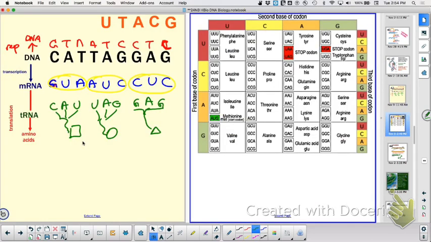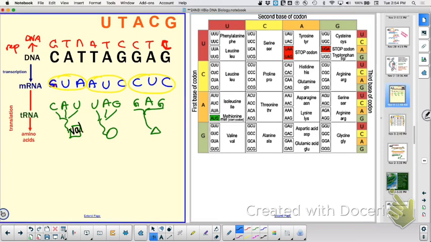Okay, so what do I need to look up for the first one? GUA. So I'm looking up GUA. It doesn't matter. GU, anything is always going to be what? Valine. Good. VAL. Okay, what's the next thing I look up? AUC. AUC is isoleucine. What's the next thing I look up? CUC doesn't matter, it's leucine. Right? Okay, so that's how you can determine the sequence of amino acids in a protein.